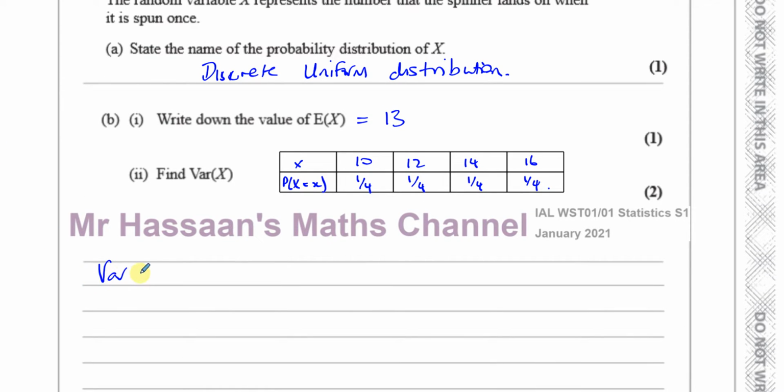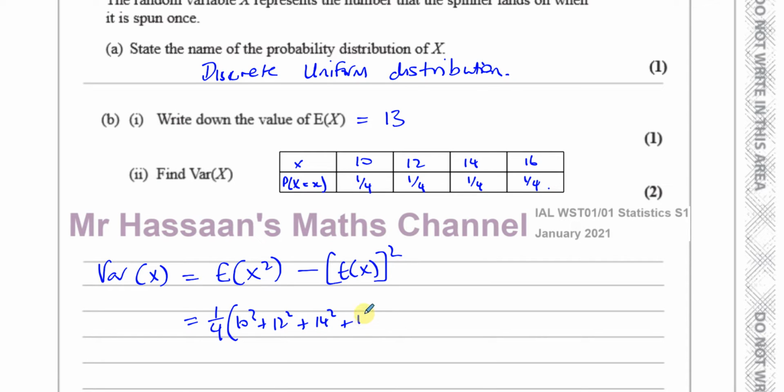Now the variance of x is equal to the mean of the squares minus the square of the mean. We already found the mean is 13, so I've got to do 13 squared here. But what is this E(x squared)? Well, it's going to be this number squared times a quarter, plus that number squared times a quarter, and so on. So all of them will be multiplied by a quarter. I'll take that quarter out as a factor. You're going to have 10 squared plus 12 squared plus 14 squared plus 16 squared, minus E(x), which is 13 squared.